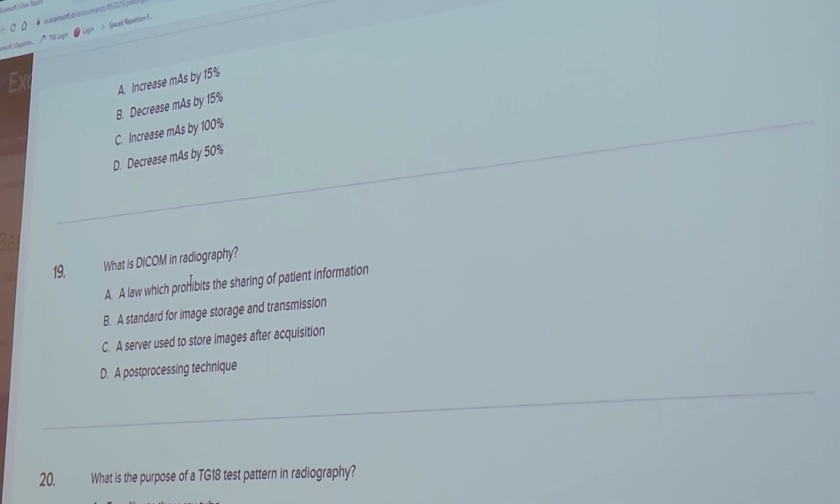Who laughed over there? Bro, I couldn't hold it in, I'm sorry. DICOM in radiography. Soft tissue over there is laughing. You laughed too, Mr. Fuchs. I saw you. Standard smile.